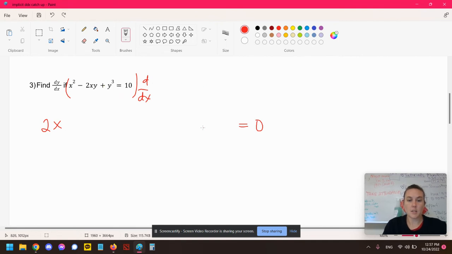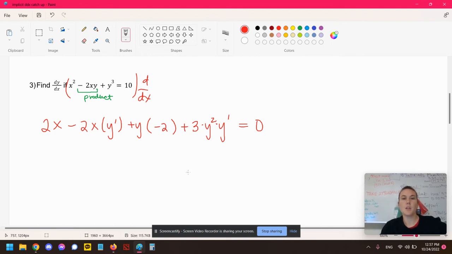y cubed is my next easiest one. I get 3y squared, coming from the power rule, and then the y prime coming from the chain rule. And then this I've got to use the product rule for. So I copy down my first function and multiply times the derivative of y, which is y prime. And then I copy down my next function and multiply times the derivative of negative 2x, which is negative 2.